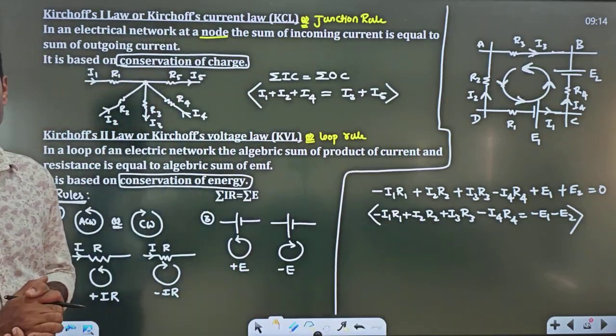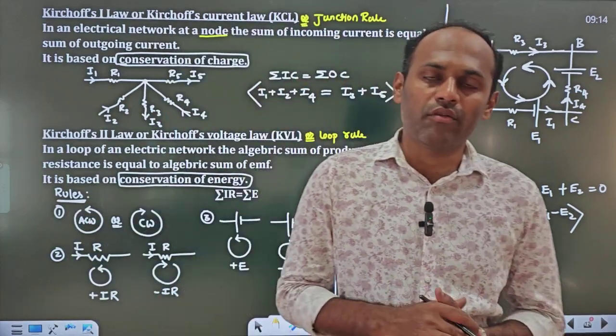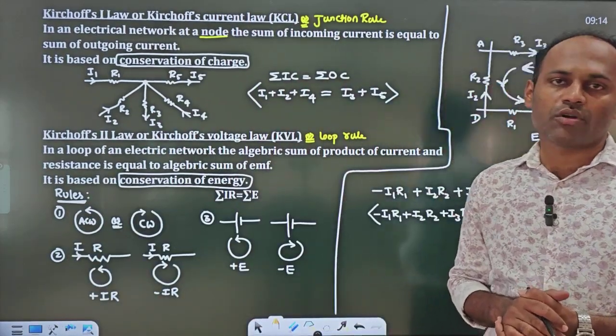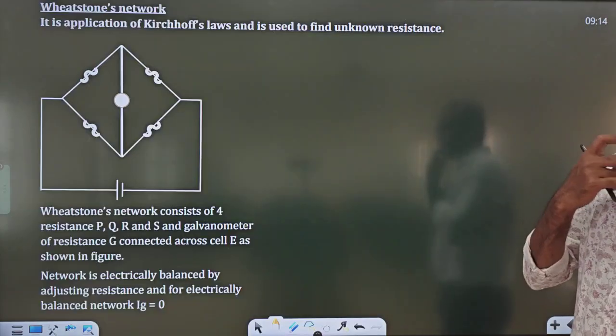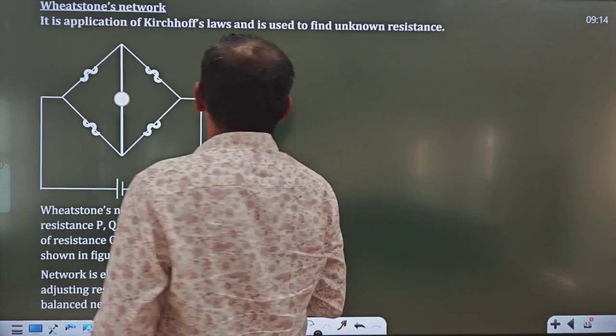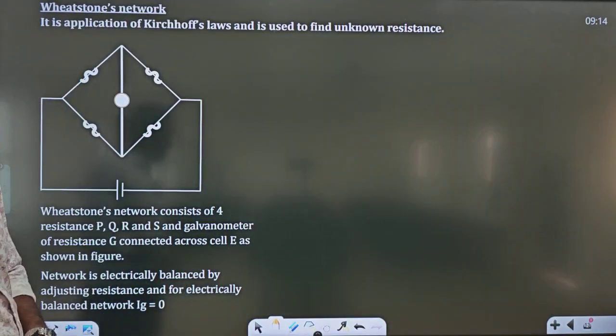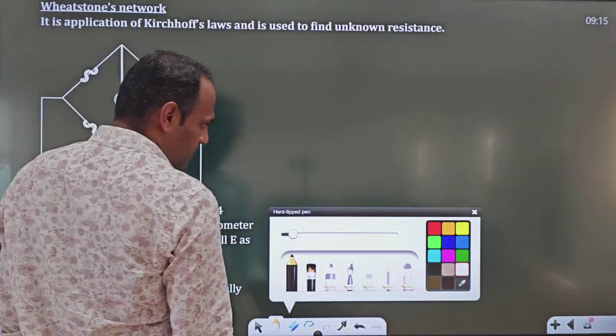Hope you understood. On the knowledge of KCL and KVL, we have to derive the balancing condition of Wheatstone's network, which is one of the important derivations in this chapter. So we'll go for that derivation. Okay, Wheatstone's network. It is an application of Kirchhoff's laws and is used to find an unknown resistance.